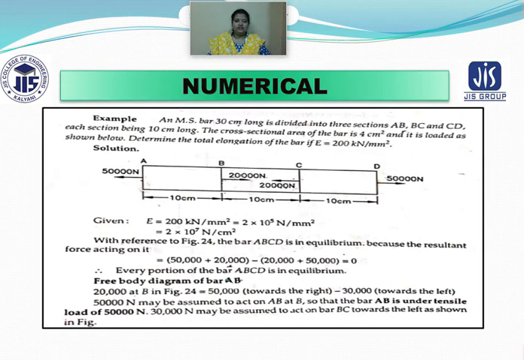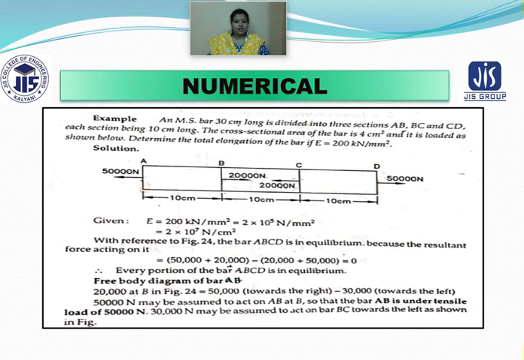Now just have a look at this particular portion. In this numerical you can see a mild steel bar has been considered, which is 30 centimeter long, and the values for L1, L2, L3 are all the same. So L1 is equal to L2 is equal to L3, and you can see these 3 sections: AB is one bar, BC is another bar and CD is another bar, and the cross sectional area of the entire bar is 4 centimeter square.